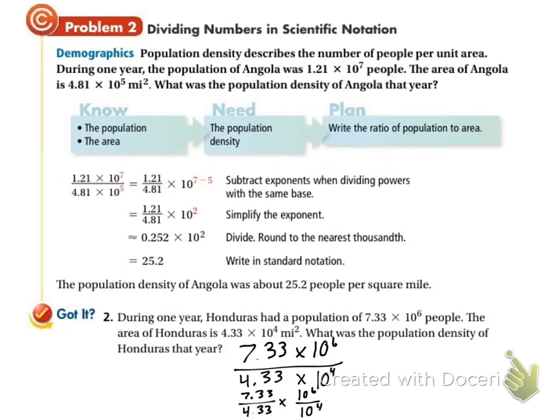So what you need to do is the numbers up front, these ones right here, we're just going to divide on a calculator. So 7.33 divided by 4.33 gives us about 1.69 times... and then, 69, that's 9. And then to divide my tens with exponents, what's 6 minus 4? Well, that's 2, so this is 10 squared. And so my answer is 1.69 times 10 squared, or 10 to the second.